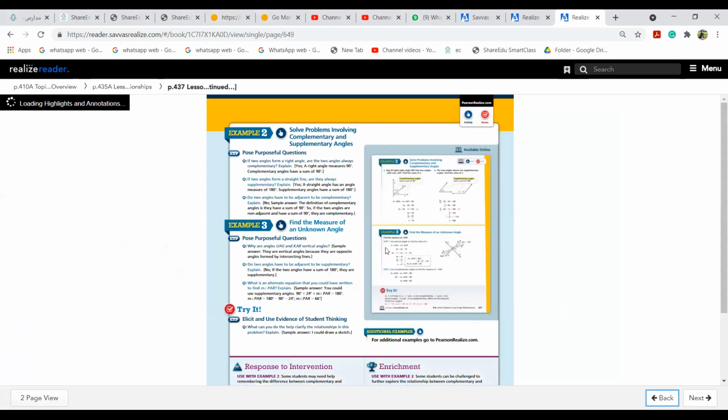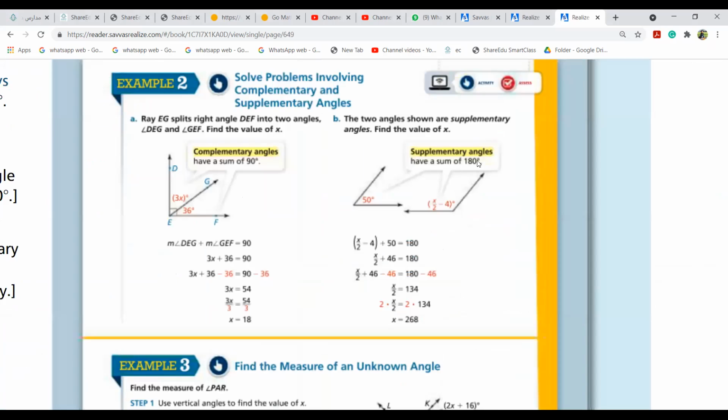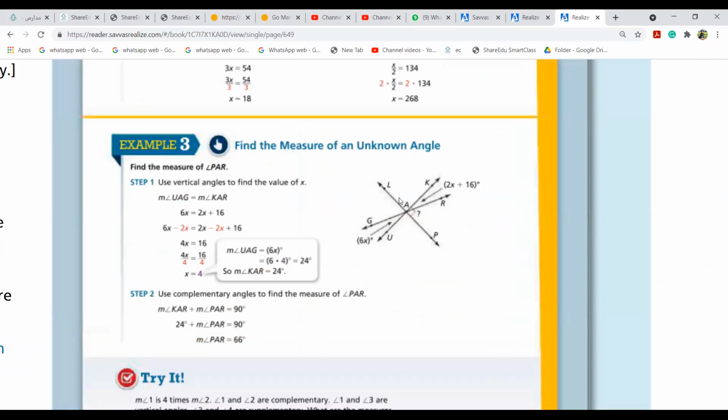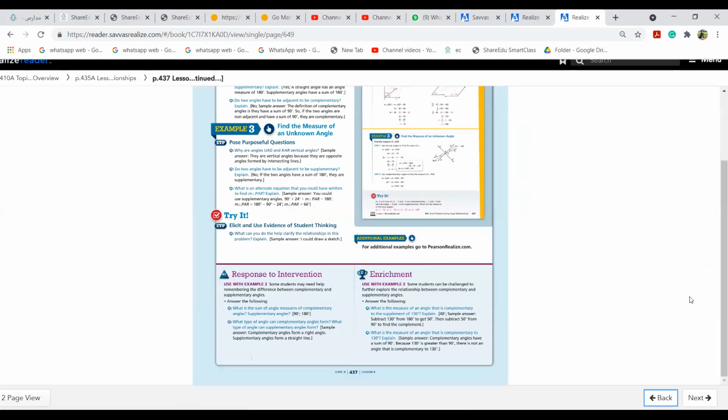Again, this is very important that when you add them, you get 90 degrees. I told you they are complementary angles. If you get 180 degrees, they are called supplementary angles. And here in this picture, what have they asked us? This one, not this one.